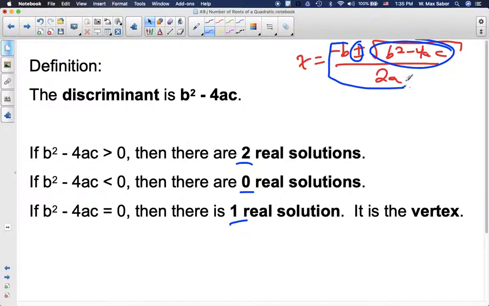You'll also notice this negative b over 2a we also use to find the axis of symmetry, or the x-coordinate of the vertex. So, if you plug in the values for b squared minus 4ac, you will figure out how many solutions there are. The number won't be how many solutions. You have to compare it to 0.